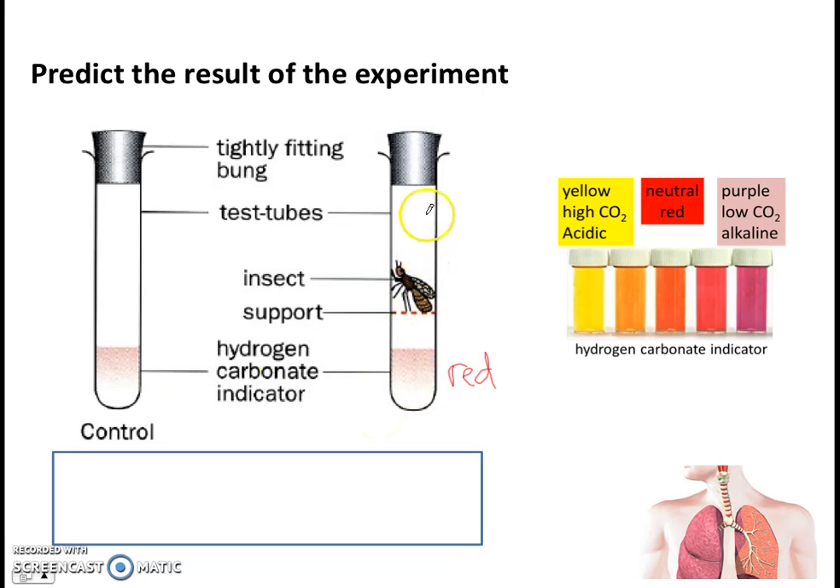Now over here I have in one test tube an insect placed on a support. And my experiment is asking, is this insect respiring aerobically? So what do you think will happen to the color of the hydrogen carbonate indicator after some time? Now think about it and then start the video again.